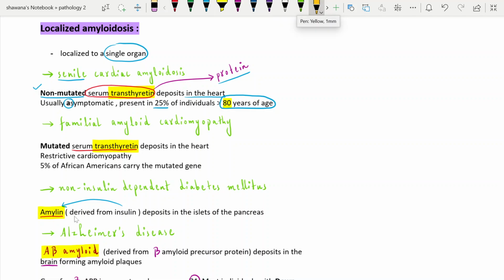The second is the familial amyloid cardiomyopathy. It is a condition in which the same serum transthyretin will deposit in the heart, but in this condition, the serum transthyretin is mutated. The senile cardiac amyloidosis was asymptomatic, but the familial amyloid cardiomyopathy will be symptomatic. It will show the restricted cardiomyopathy symptoms and it is carried by the African Americans. Because it's mutated serum transthyretin, the gene must be carried by someone, so it is carried by the African American.